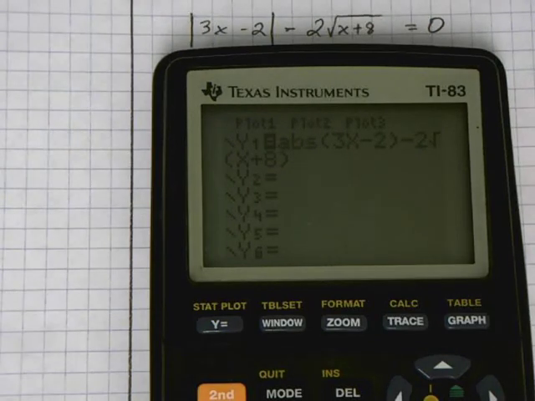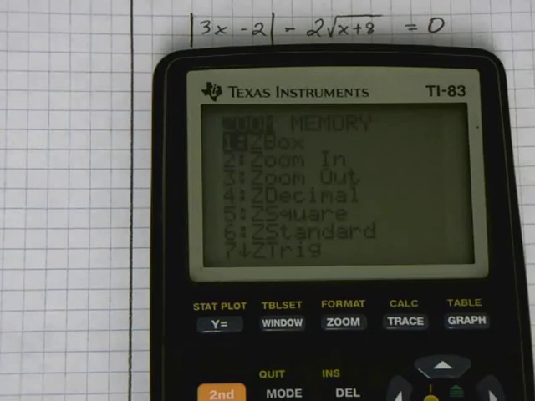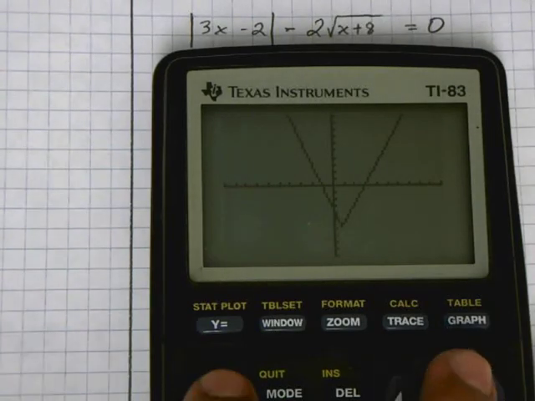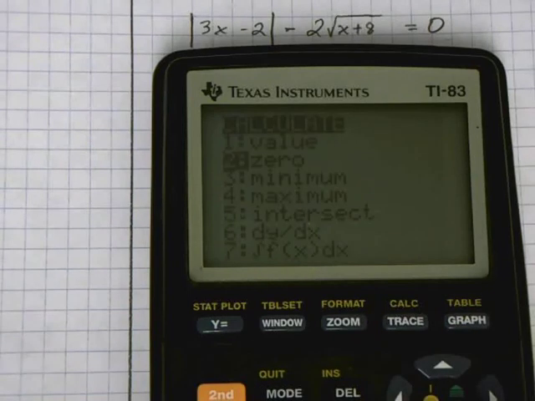Okay, and if you go to zoom and go down to the 6th item on the list, that's standard, and standard gives you a window from -10 to +10. Okay, and there we have it, our graph. And notice here, because we set everything equal to 0, all we need to do here is look for the x-intercept. So I'm going to go to second, calc, 0.